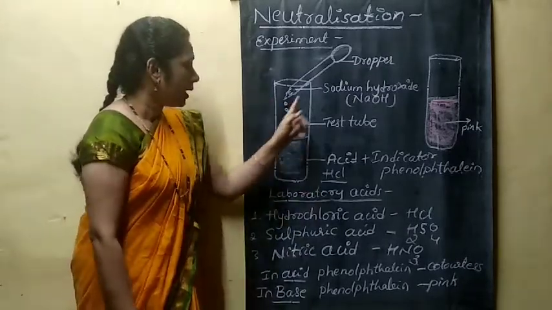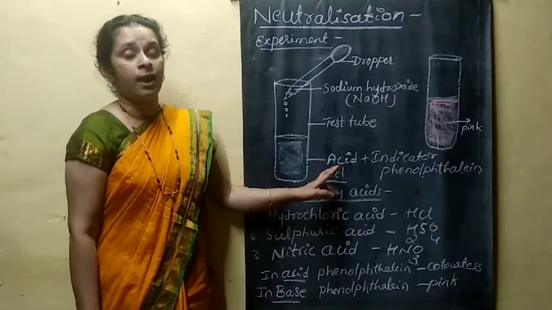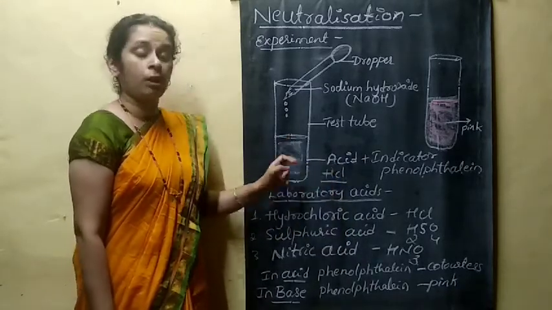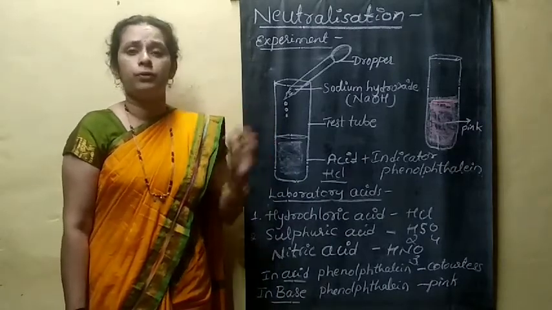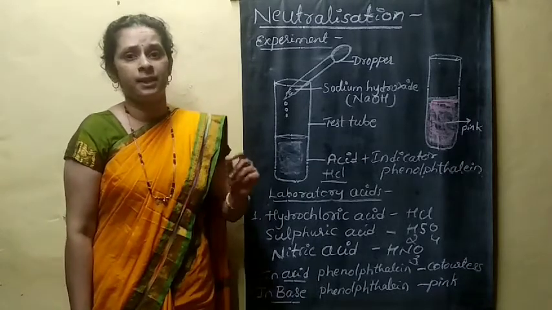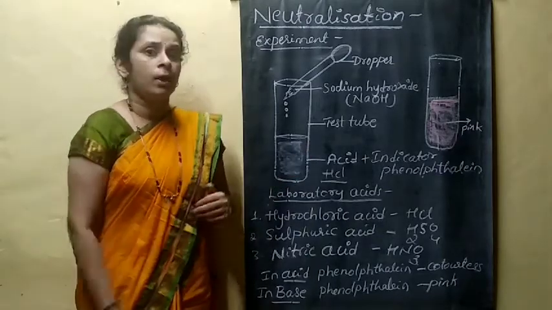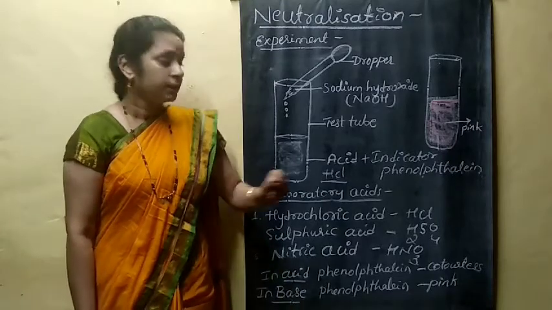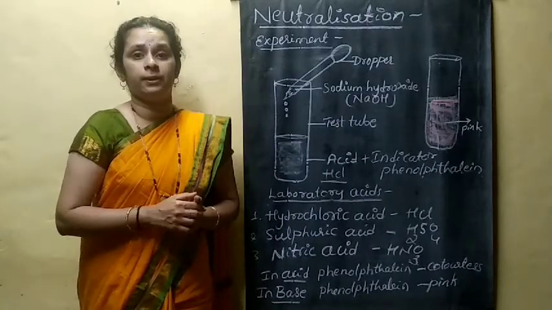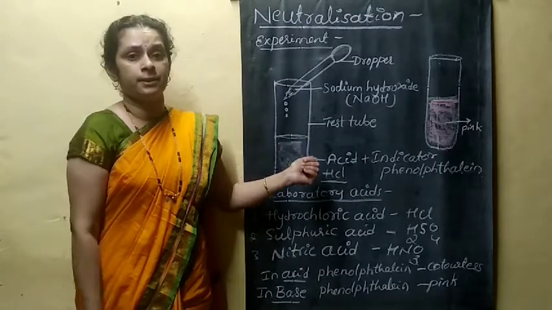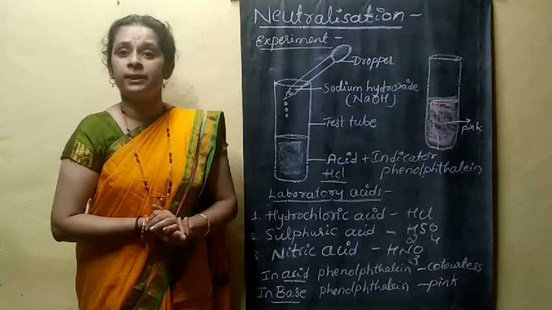First you have to take a test tube and take hydrochloric acid. The formula is HCl, hydrochloric acid. 1/4 of the test tube, or 5 to 6 ml of dilute hydrochloric acid, is taken, and to that you add 2 to 3 drops of a chemical indicator. The name of that indicator is phenolphthalein. You add 2 to 3 drops of indicator to the acid in the test tube, and you note the color of both the acid and the phenolphthalein indicator.